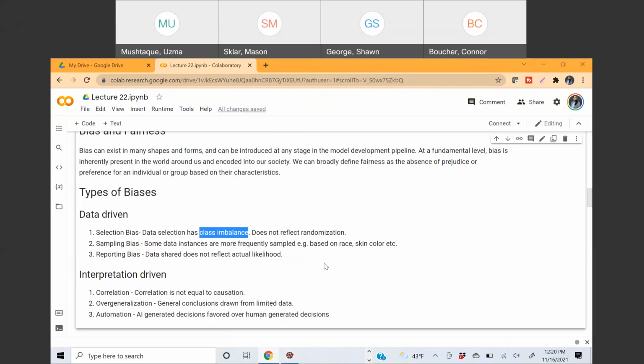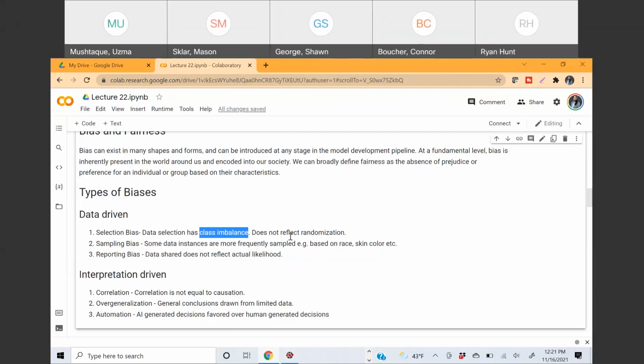So the data that you're using as an input should reflect randomization as well, in addition to this issue of class imbalance, right? So it should be randomized. That's another thing. If it's not randomized, if you're making selections based on some input bias, then you already biased your selection process.